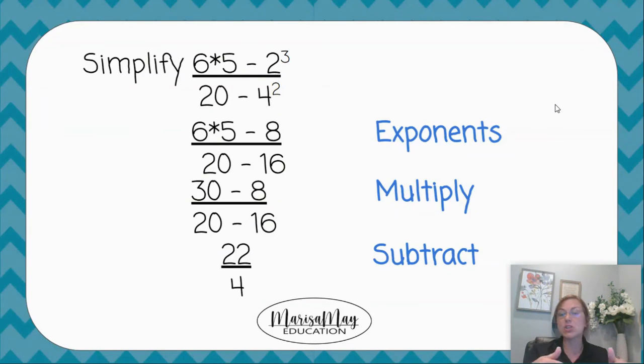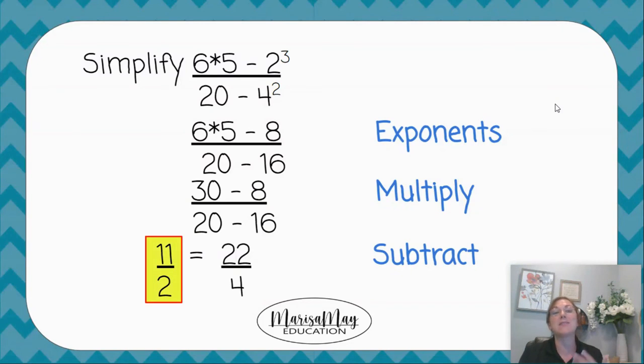So I'm seeing that 22 and 4 are both divisible by 2. So if I divide both of them by 2, I'll get 11 halves. And that's how we simplify this expression using our order of operations.